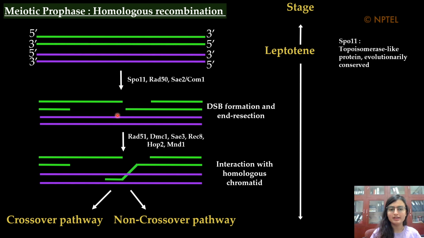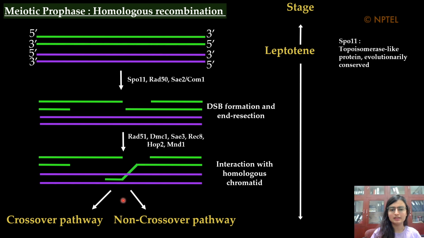The single-stranded DNA tails on the 3' ends that have been generated here are coated by RAD51, which forms a nucleoprotein filament here. This is absolutely essential because this is what is required for homology search. And after the nucleoprotein filament is formed, it leads to homology search, wherein it invades the homologous template on the nearby homolog in the pair. And this kind of structure that is formed here is called a D-loop structure.